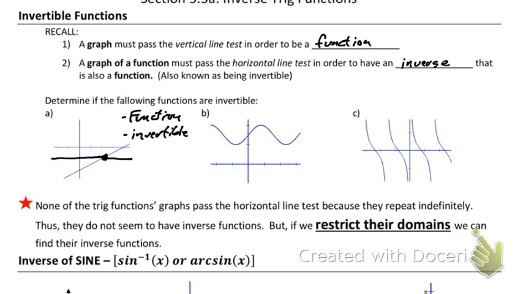Our next one is also a function. It passes the vertical line test. No matter where I put a vertical line, it will only hit once. There's just one output for every input. However, if I turn it horizontal, it no longer passes that test. So if I'm doing a horizontal line test, it's going to hit once, twice, 3 times, at least 4 times. It can only hit once. So this is a function, but it is not invertible.